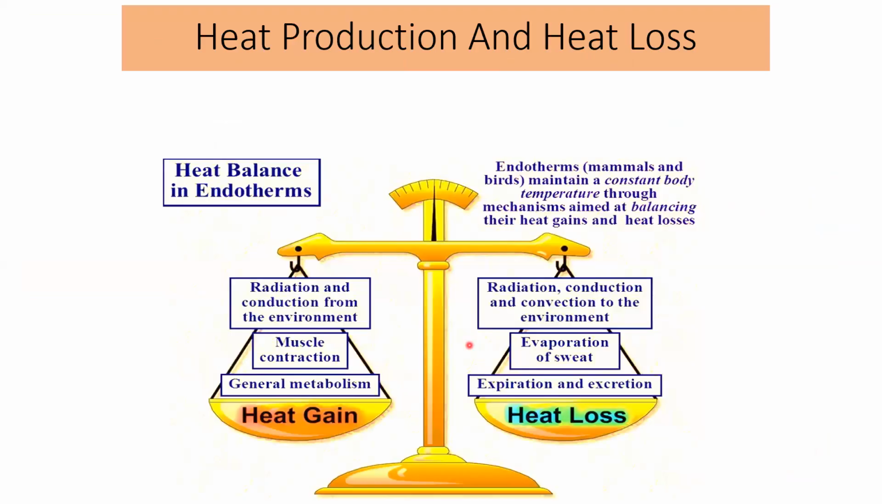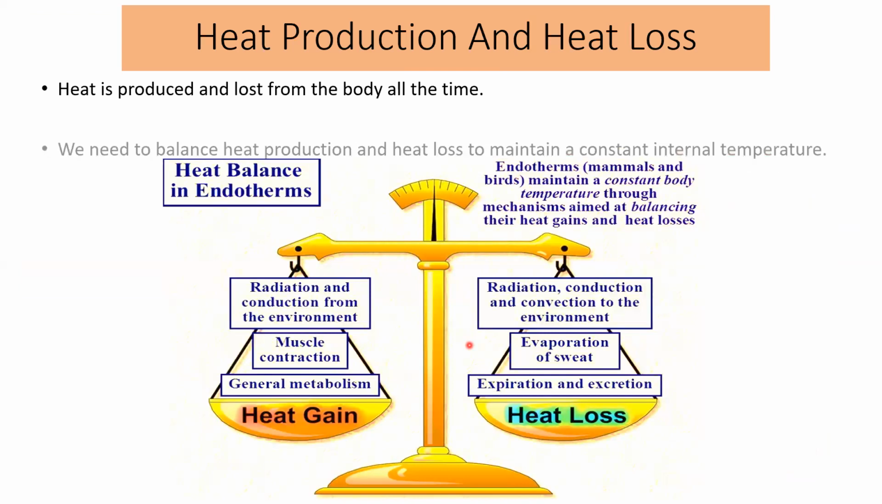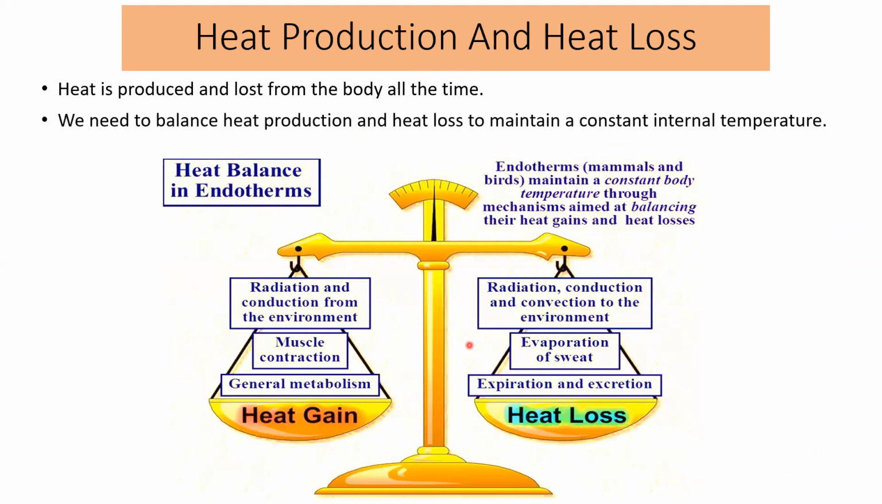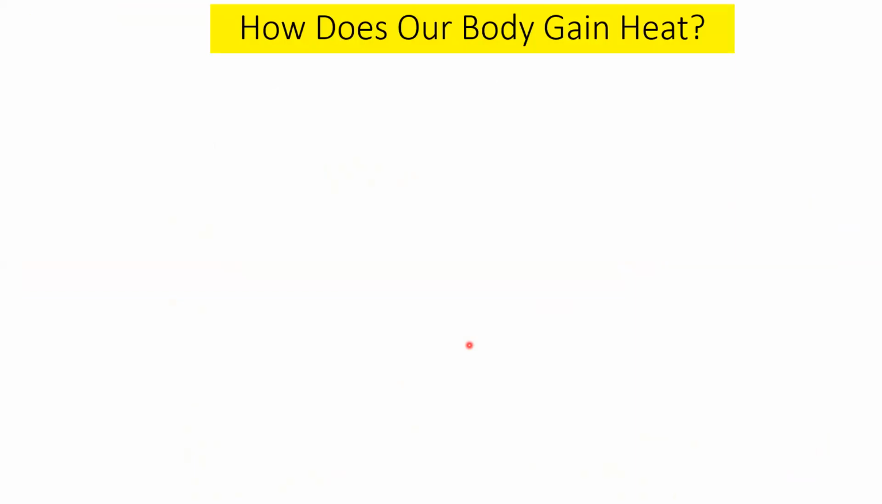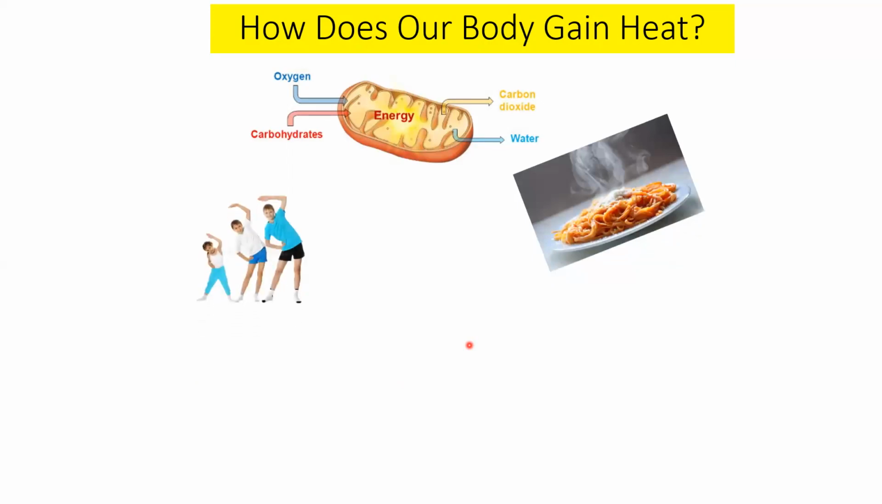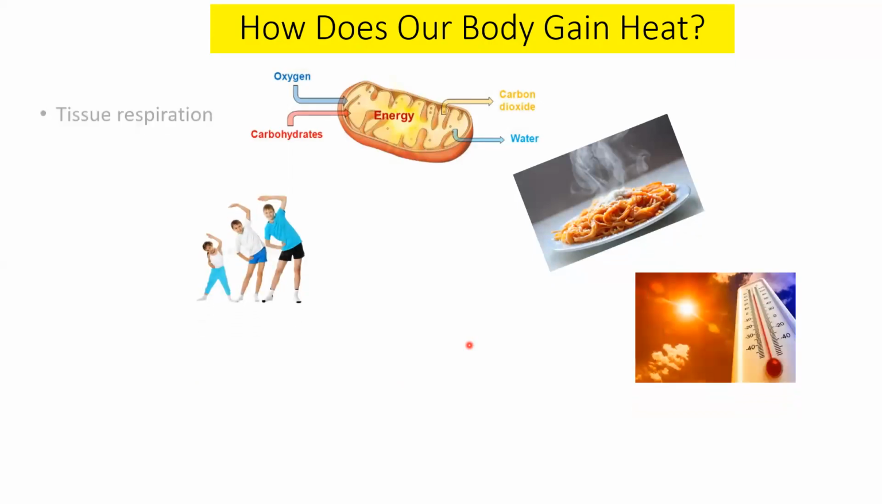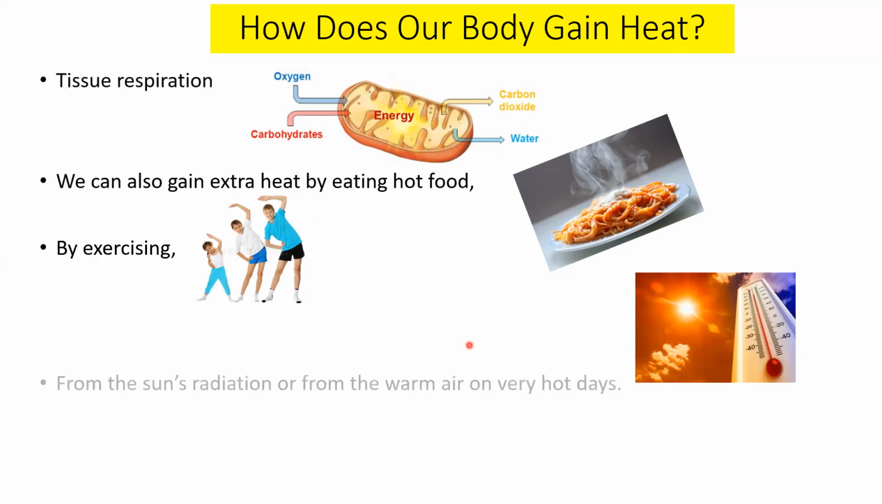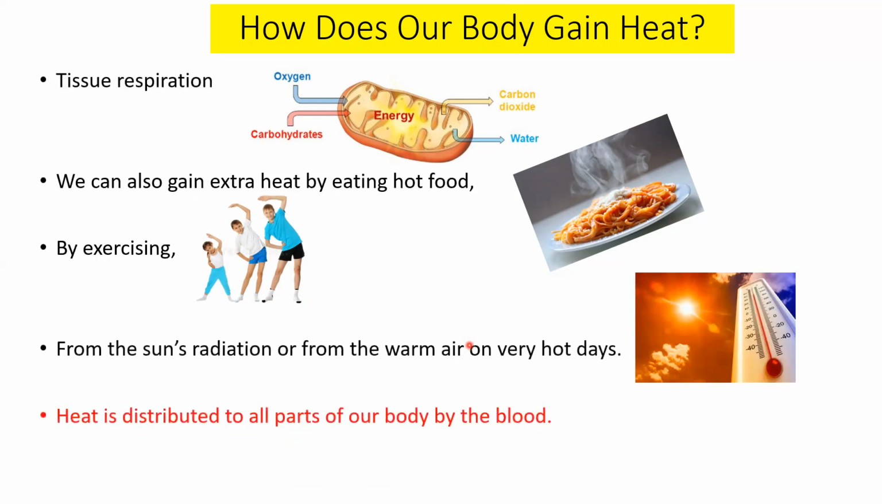And now coming towards the heat production and the heat loss, there should be a balance between the heat gain and the heat loss. If that balance is not maintained, ultimately enzymatic activity or your internal environment is going to be disturbed. So how is your body going to gain heat? There are 5 mechanisms: with the help of metabolism, with the help of hot food, with the help of exercise, from the external environment. You can gain the heat.